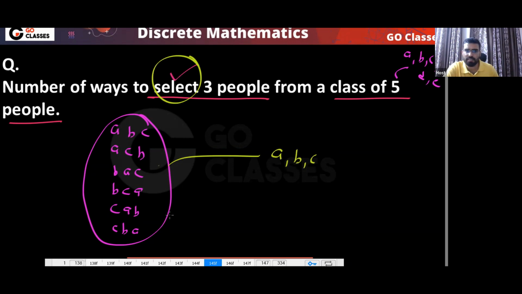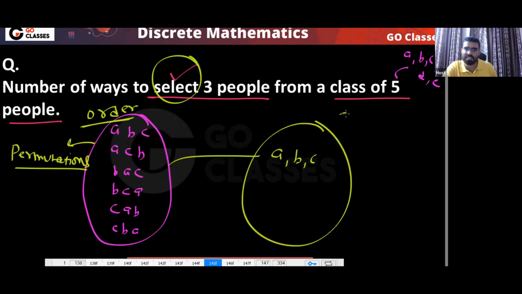If order matters, this is permutation. But what we want is selection, which means combination. Combination means selection, another word for selection. So all these 6 things map to the same one. All of them are the same.